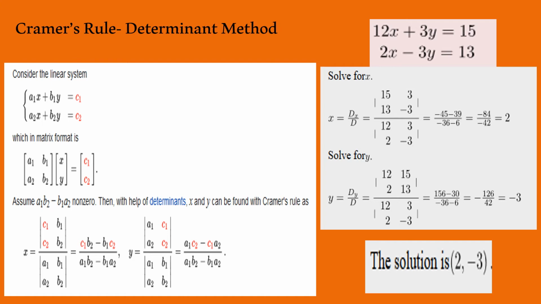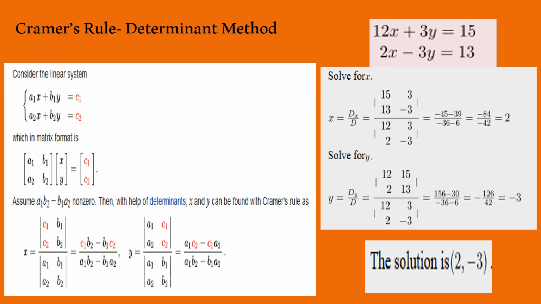The determinant of the matrix A1, B1, A2, B2. And the other one, dx, we'll remove the coefficient of x, that is A1, A2, and replace it by the constants C1, C2. So you have the determinant C1, C2, B1, B2, and that will be our dx. The same way, dy will be removing the coefficient of y and replacing that by the constants C1, C2. You get A1, C1, A2, C2 to be dy. So x will be dx by d and y will be dy by d.